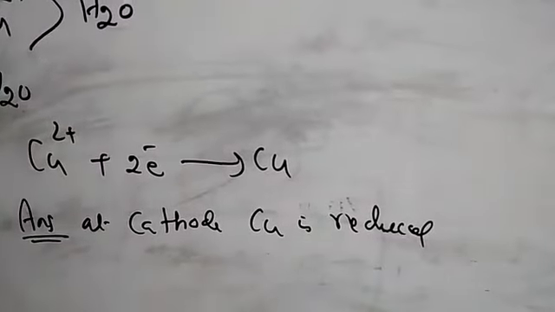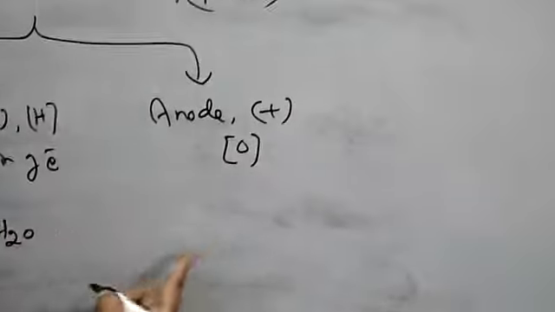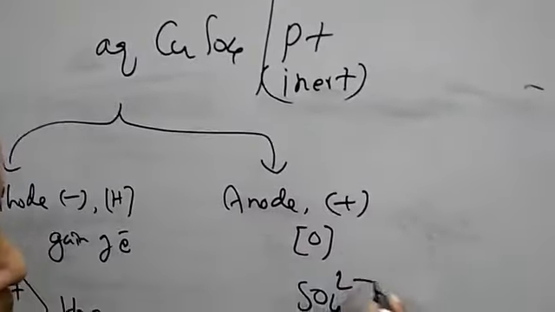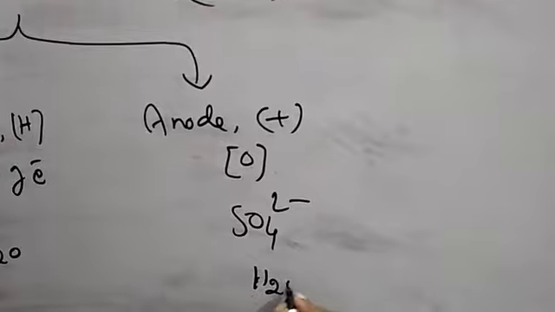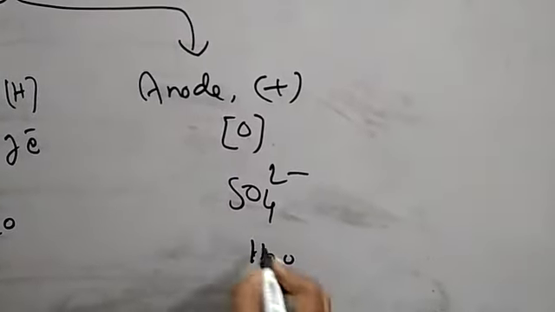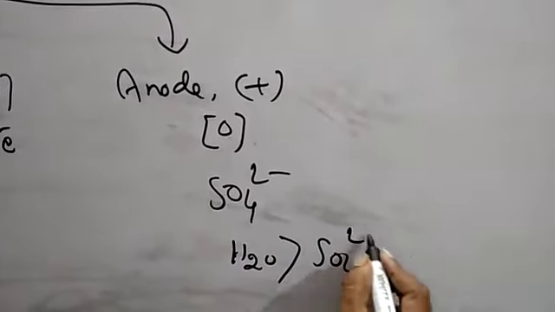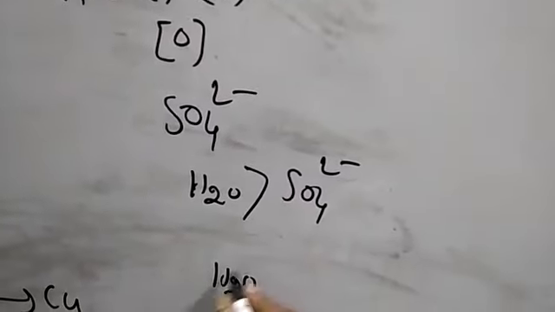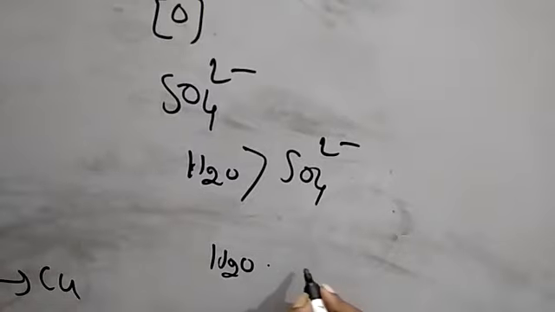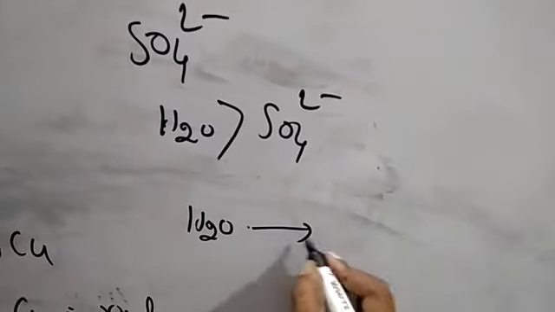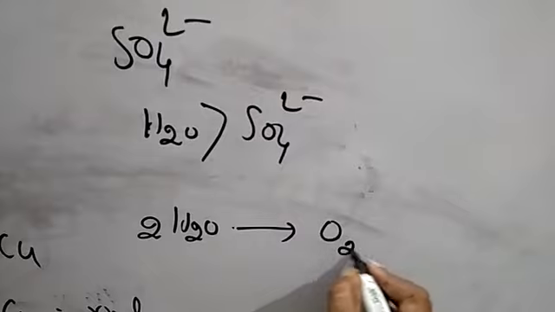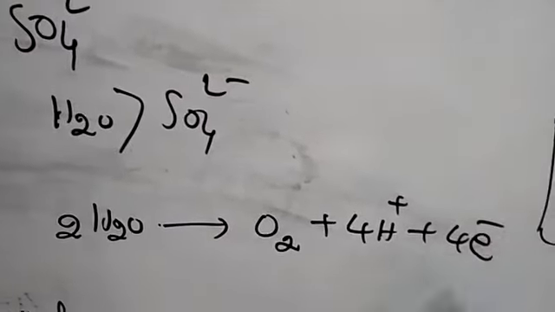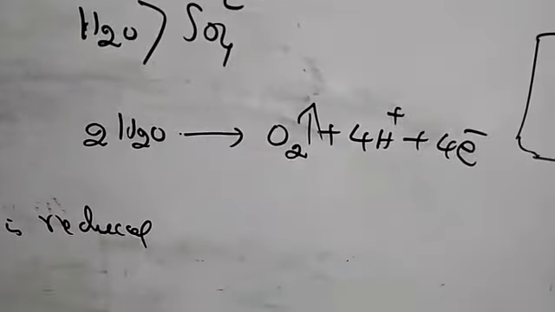This is the first point. Let us see here the anode. What are the things here? At the anode we have SO4 2 minus and water. Here the oxidation potential of water is greater than SO4 2 minus. So water is getting oxidized. Oxidation of water: 2 molecules of water give oxygen molecule, 4 H plus and 4 electron. Now oxygen gas is evolved.